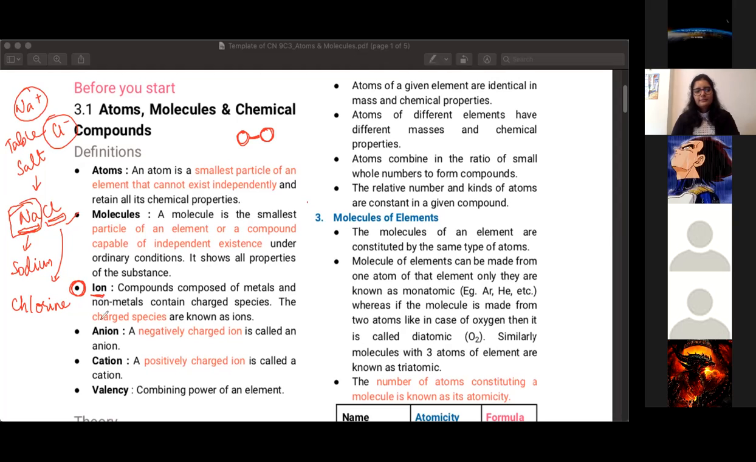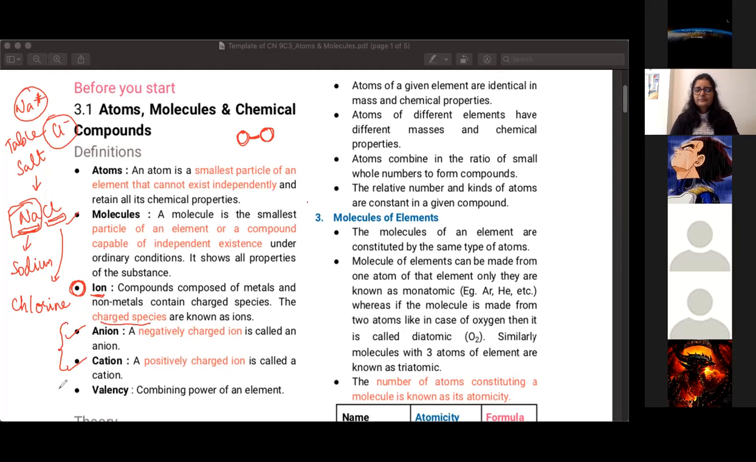Ions. After that you have anion and a cation. Okay. So I just told you, right? It's made up of oppositely charged ions. So ion is a charged species. If that charge is a positive charge, then it's called a cation.